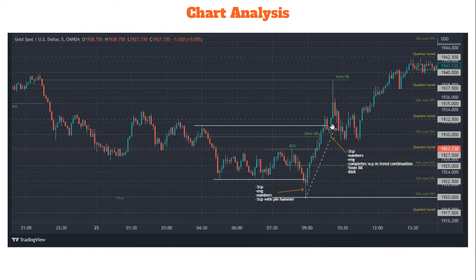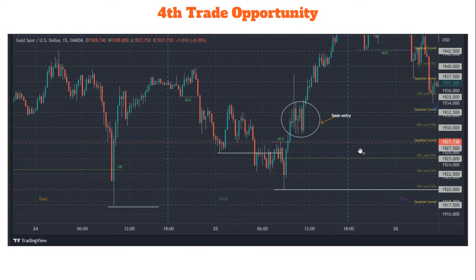And I usually go for a 1 to 2 RR. Sometimes it could be a 1 point something RR. That's perfectly fine. And on the very same day, we have another opportunity for buys. But since, like I said, 2 to 3 trades max in a day is good enough for me.